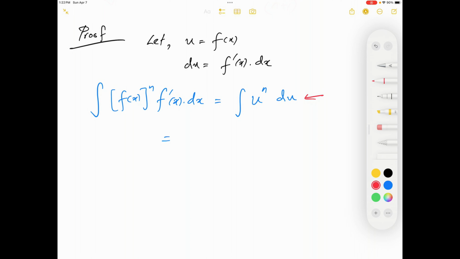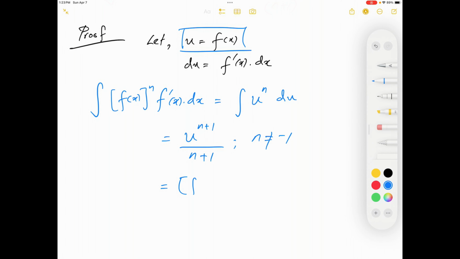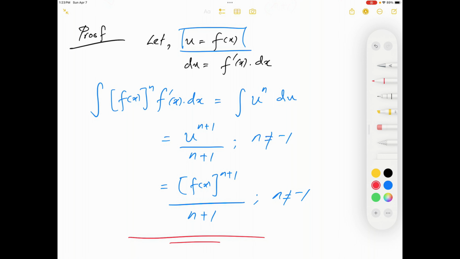We know this is a result found in the standard table. It should be equal to u raised to the n plus 1 over n plus 1. We know this holds true only if your n is not equal to -1. Now we need to go back and keep the answer in the original variable. That means I need to replace this u with the corresponding x. u is equal to f of x, therefore this becomes f of x raised to the n plus first power all divided by n plus 1. And that holds true when n is not equal to -1. So this is an extremely important result in integrations using substitutions.